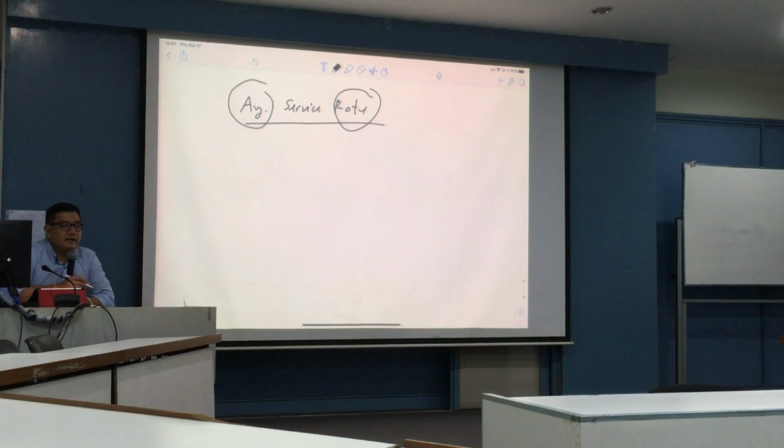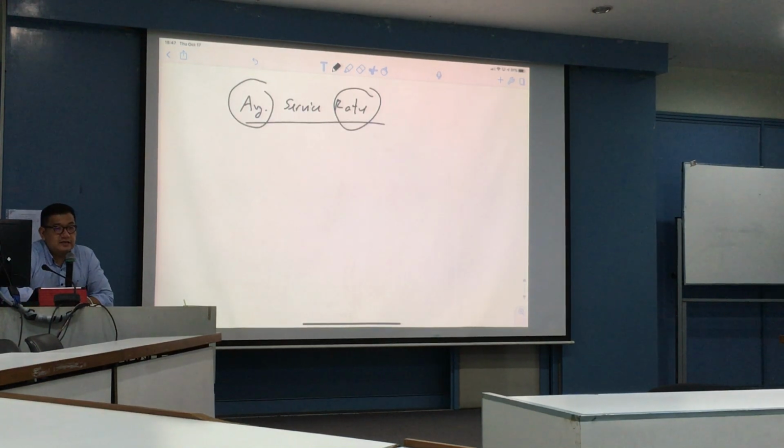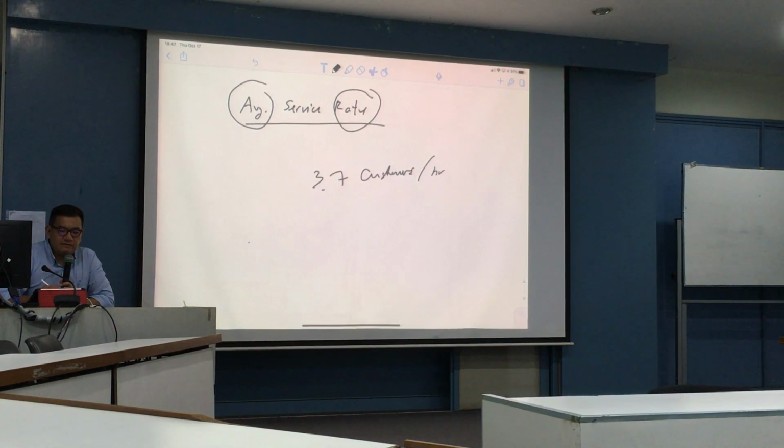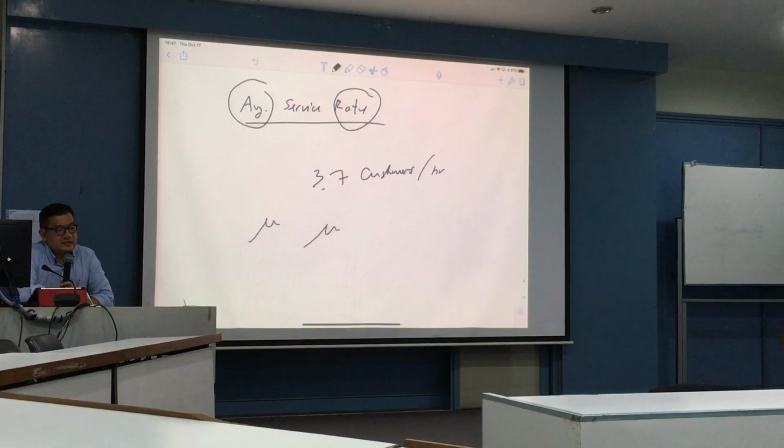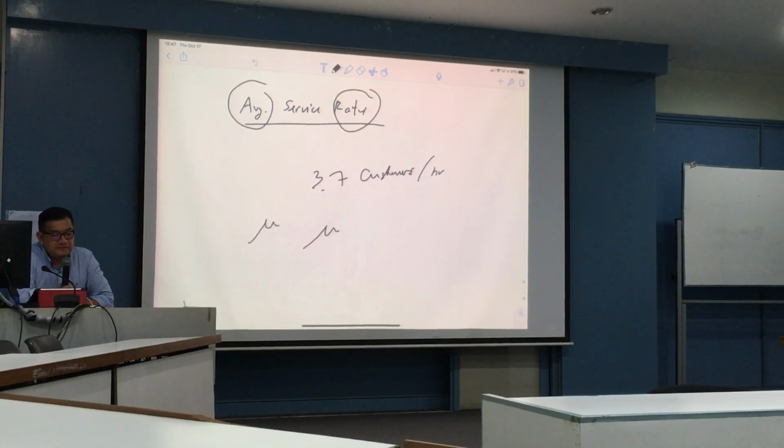And this is about an average, so it has no need to be an integer. So you can have, for example, 3.7 customers per hour that this service provider can serve. And the notation for average service rate, we're using mu, just like the task, right? Mu. And another one that provides the same meaning is the average service time.